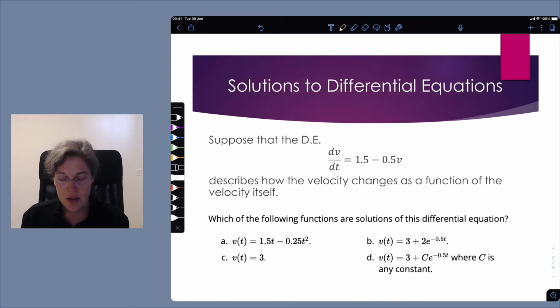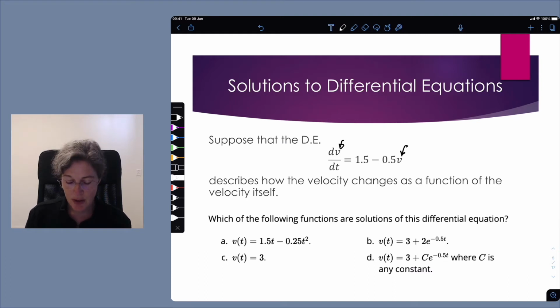Okay, so finding solutions to differential equations. So we talked a little bit about this. We want to find the unknown function whose derivative we know all about. So let's start with an example. We've got dV by dt is equal to 1.5 minus 0.5v. And we're going to say this is describing the velocity and how it changes as a function of the velocity itself. So the thing to notice here is we've got dV by dt, and over here we've got a v.